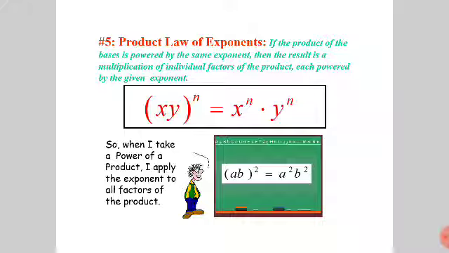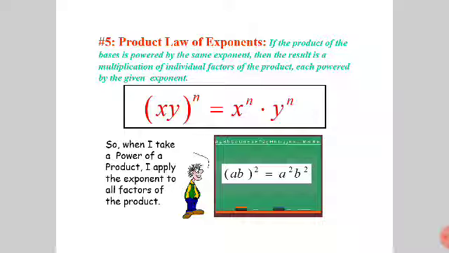Next, product law of exponents. If the product of the bases is powered by the same exponent, then the result is a multiplication of the individual factors of the product, each powered by the given exponent. The variables are different but the power is common, so separate the exponents: x power n, y power n. (xy) to the whole power n is equal to x power n into y power n.